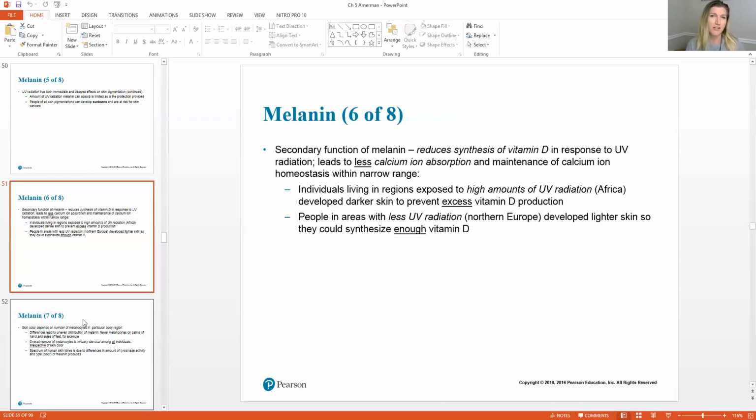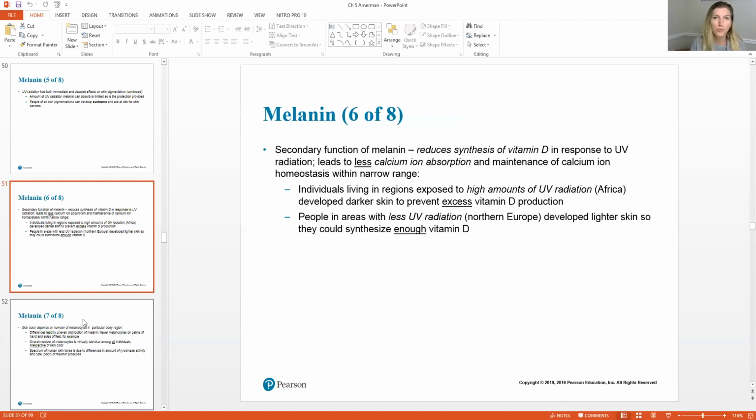Of course, there is a secondary function of melanin. The secondary function of melanin is to slow the synthesis of vitamin D. And so you might say, well, why does that make sense? We need vitamin D. Well, vitamin D is a fat-soluble vitamin. And so it can accumulate and hang around in our fat tissues, unlike a vitamin, say like vitamin C, which you're just going to pee out because that's a water-soluble vitamin. If you have too much vitamin D, it can be toxic.